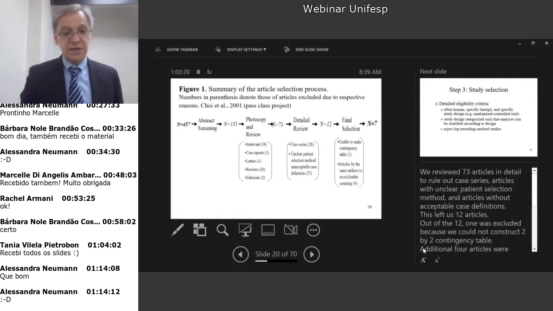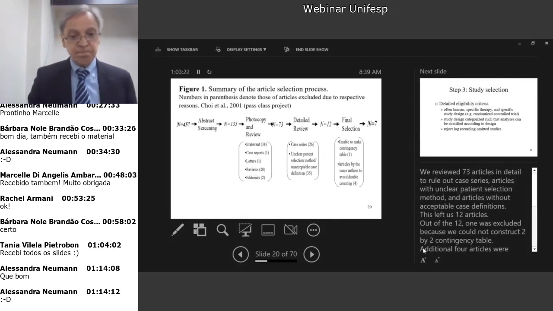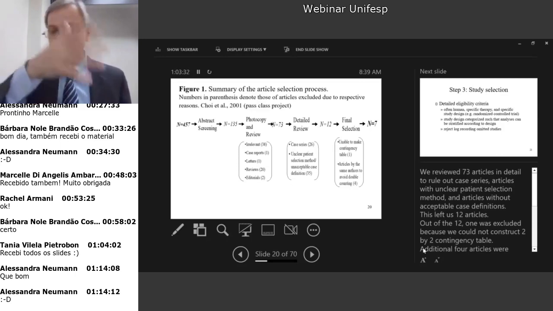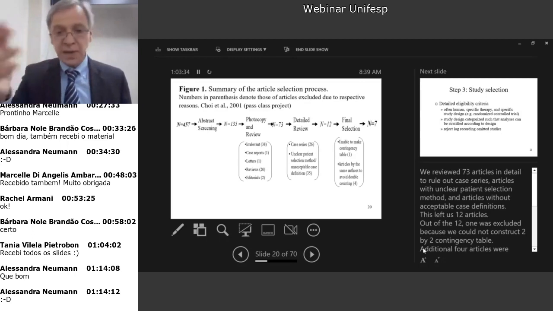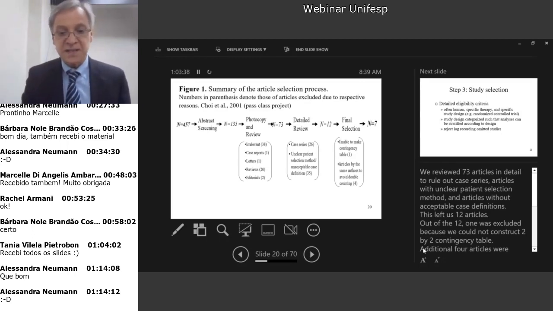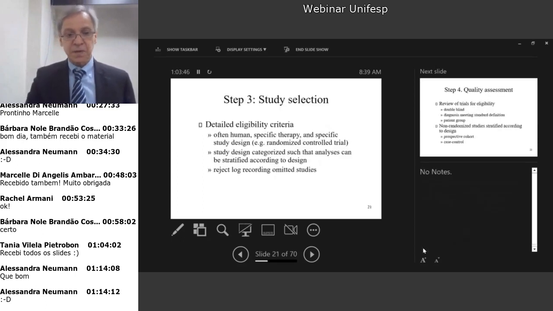Anyhow, detailed review, case series excluded, and clear patient selection method and acceptable case definition. Unable to make a contingency table at the final selection. I could not recreate a contingency table, a 2x2 or 3x2 or R by K table. Articles by the same authors: to avoid double counting, we eliminate the article from the same author on the same topic.